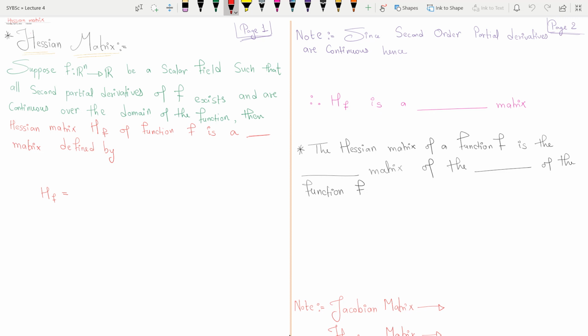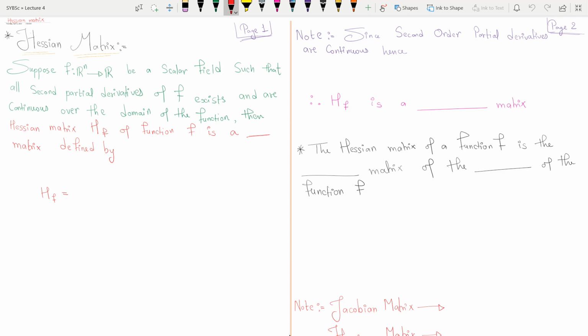The first thing that we learn in this unit about the scalar field is the Hessian matrix. Okay, so let me state what I have written. Suppose f from Rn to R is a scalar field such that all second partial derivatives of f exist and are continuous over the domain of the function, then the Hessian matrix, which is denoted by Hf, is a matrix, so it should have some dimension, right?